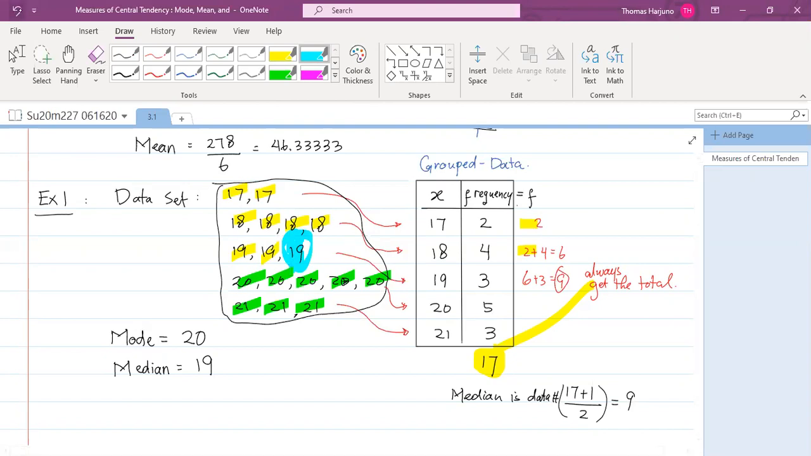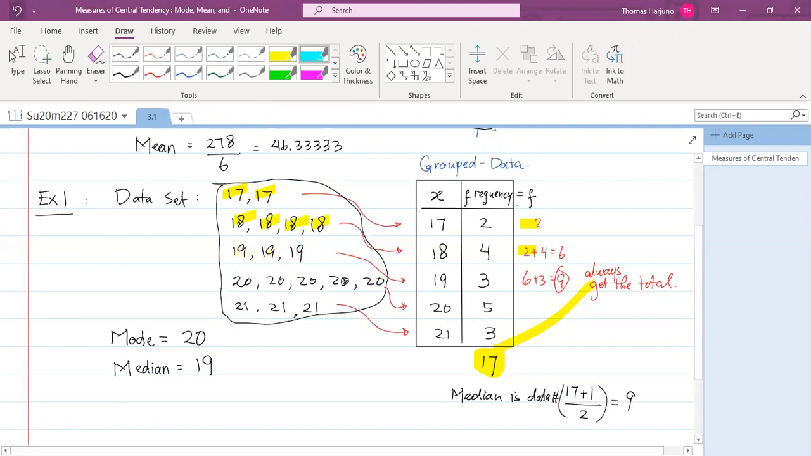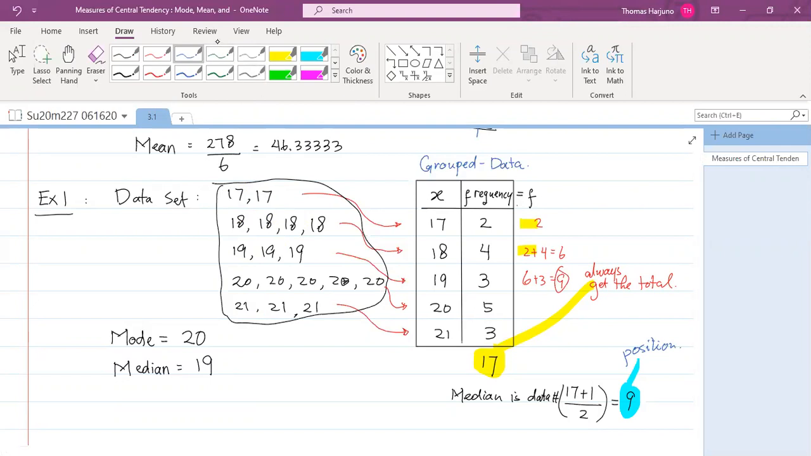Okay, so the formula, the number of data plus 1 divided by 2, tells us the position. That's the position. That's not the median itself. That's just the position. Once you put them in order, then it will be position number 9. So far so good. I will give you another example later on. But is it okay so far?